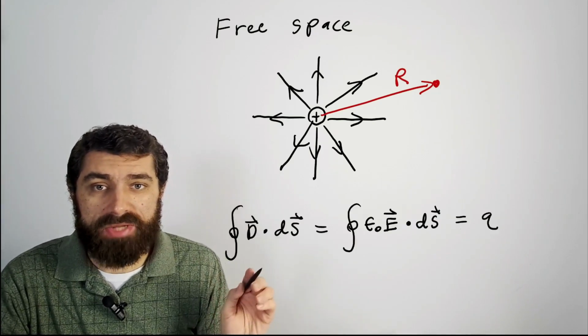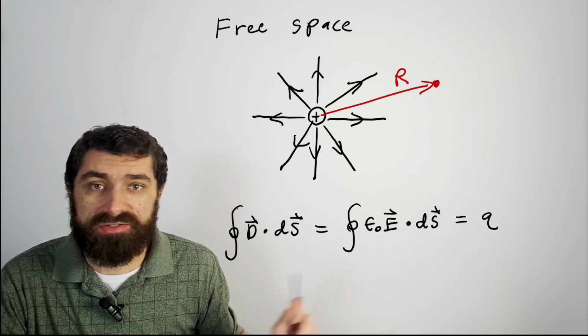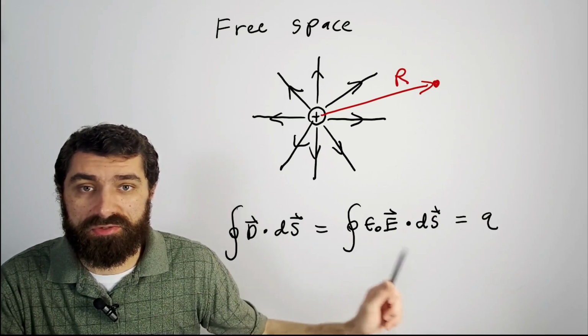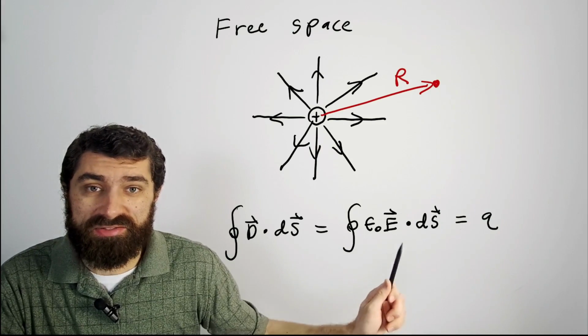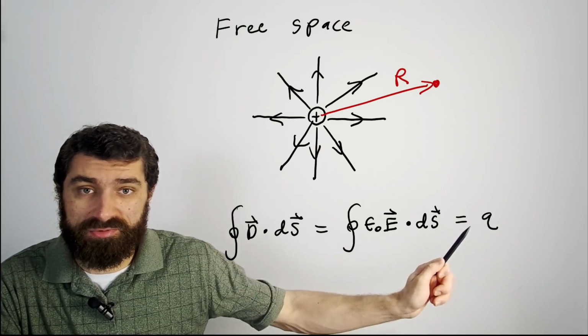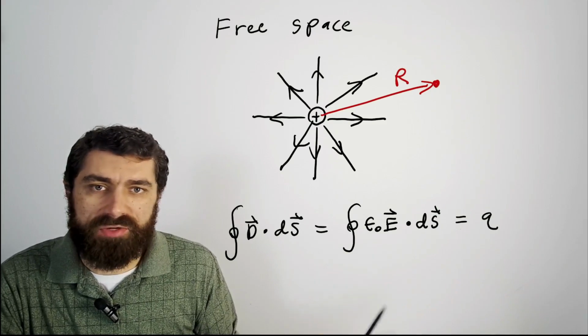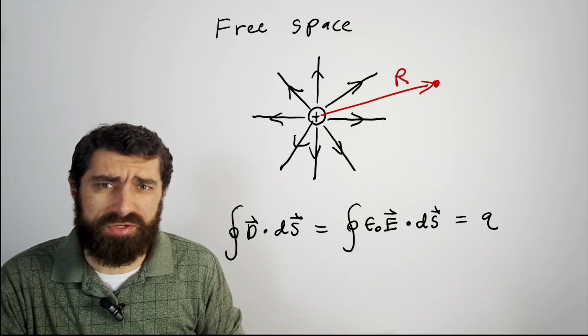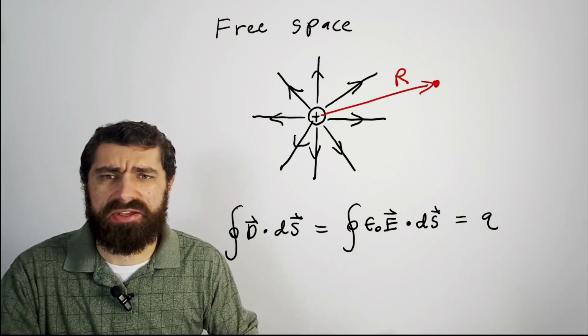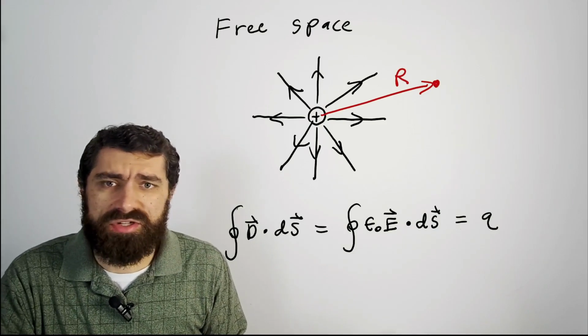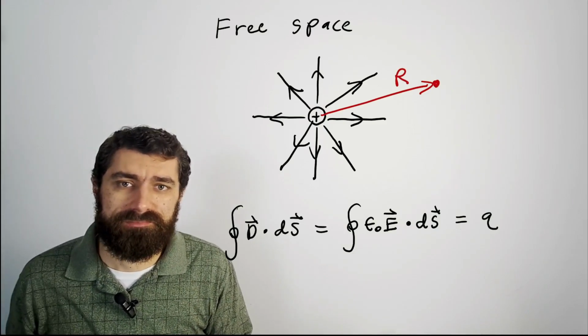And if you remember from Gauss's law, the integral of D dot dS is equal to the integral of epsilon 0 E dot dS, and that is equal to the charge Q. So in the context of free space, this constant epsilon 0 really acts just like a constant of proportionality.